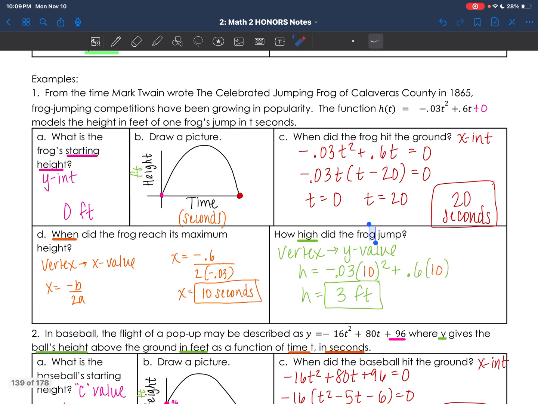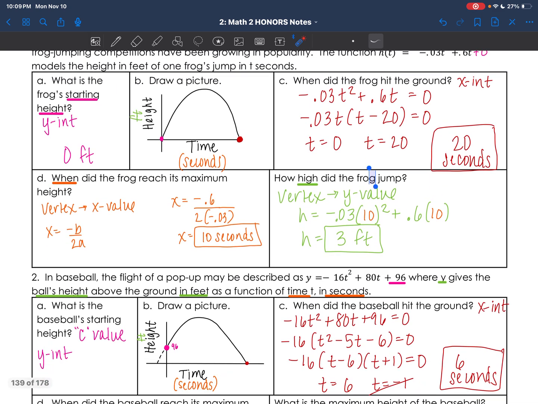How high did the frog jump? What we're looking for is the vertex, but we're looking for the y value because that's the height. If you have the graph, you look here and go to wherever the height is. If you don't have the graph, we already found x, so we're going to take our equation and, instead of x, substitute in 10. We wrote the equation, but substituted 10 whenever we saw x. Then if you simplify and solve all of that, you get the height is 3 feet. All right, so that's your information for all of that.